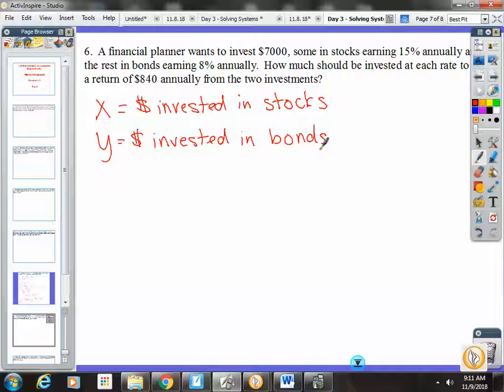X is the amount of money invested in stocks, and Y is the amount of money invested in bonds. How much total money do we have to invest? 7,000. So some of it's in stocks, some of it's in bonds, for a total of 7,000. Who has an equation for me? X plus Y. Very good, Gracie. X plus Y equals 7,000.